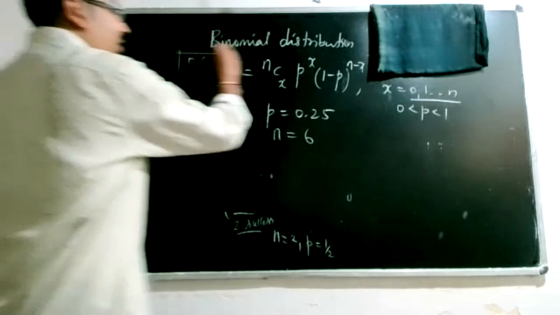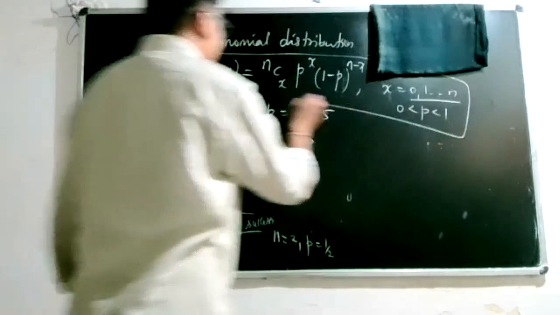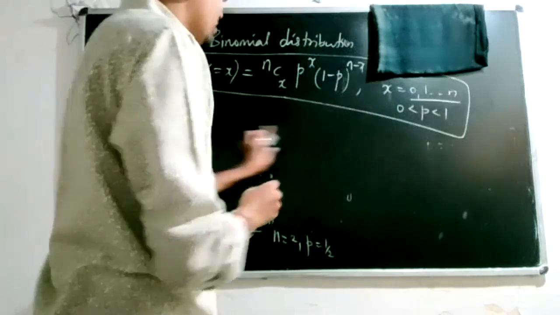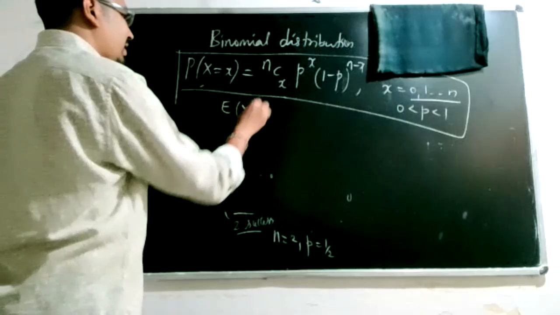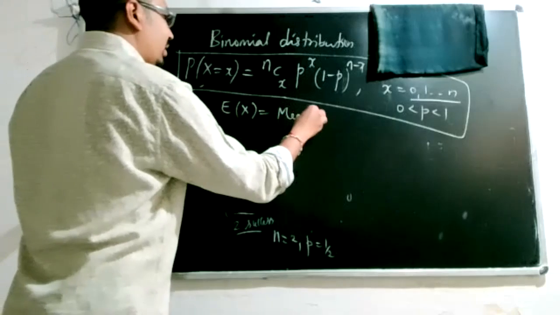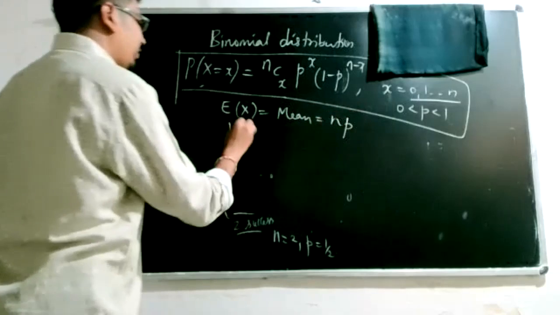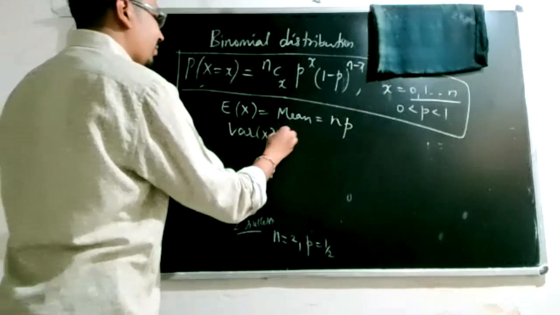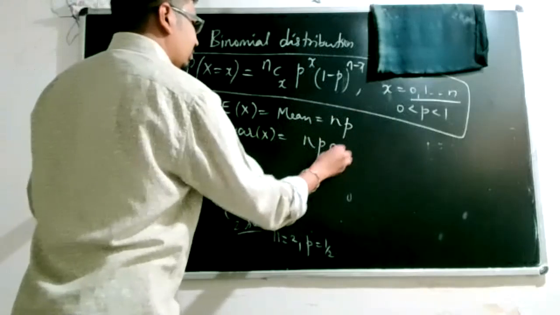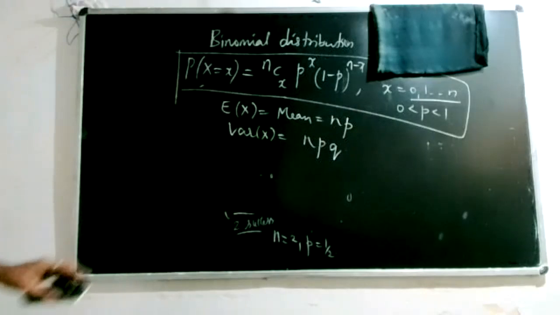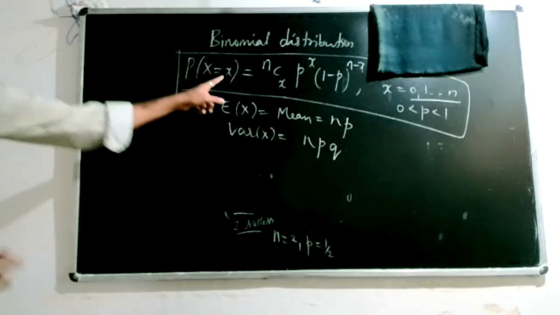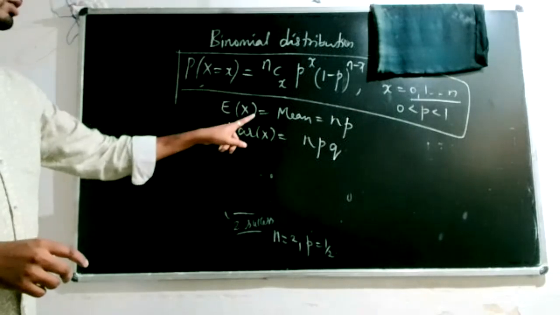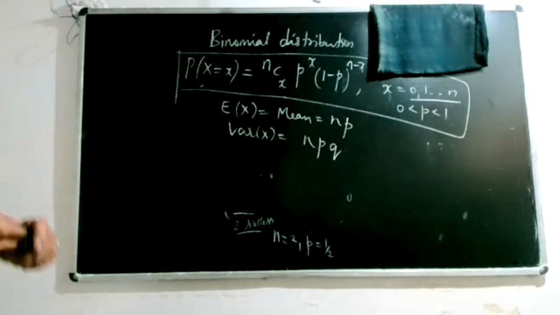I'll end the session here today. We have learned the binomial distribution, and we'll look into problems next. The parameters are n and p. In this case, the mean is equal to np and the variance is equal to npq. So memorize these: Bernoulli PMF, Bernoulli mean, variance of Bernoulli, binomial PMF, mean of binomial, and variance of binomial.